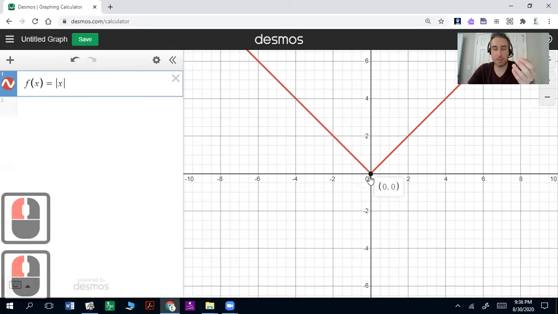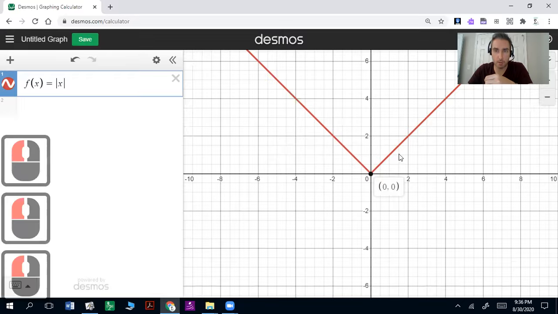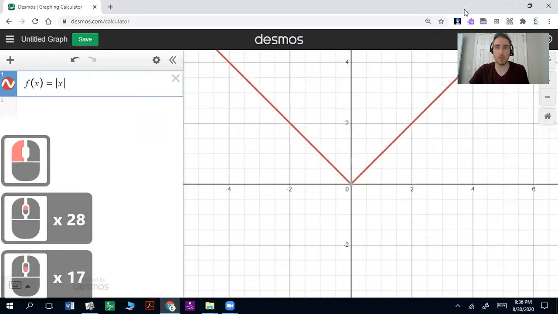You know, it's got a minimum value at 0. It hits the x-axis at 0, so 0 is also 0. Got the points 2, 2, -2, 2, and of course, if you zoom in, you can see the other points 1, 1, -1, 1. So it's got all the same points that we had before.